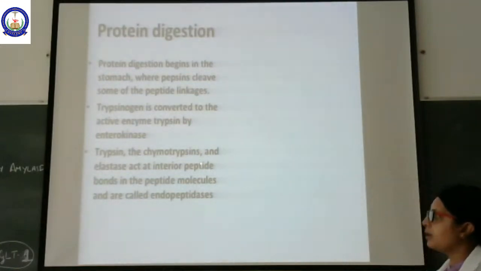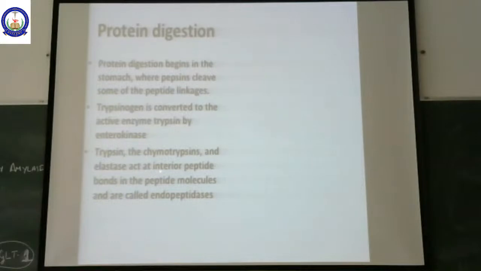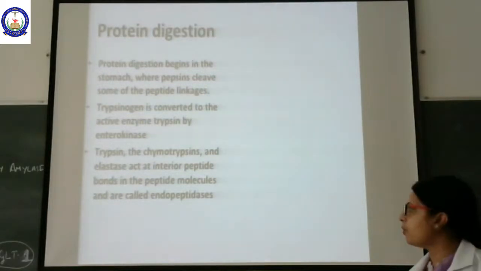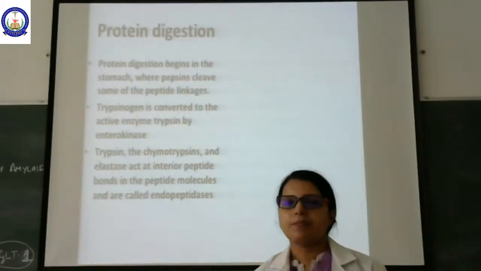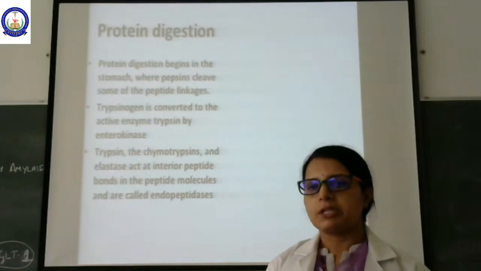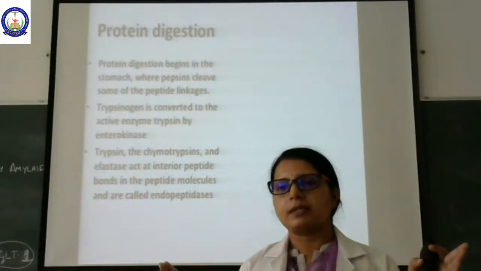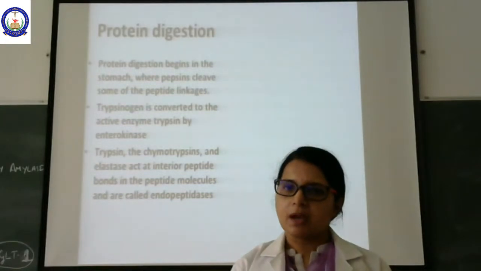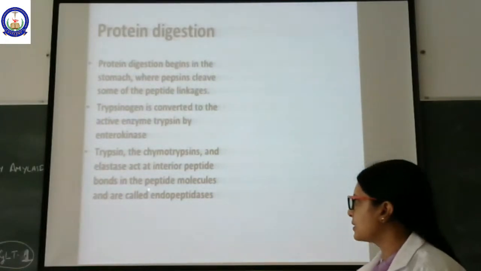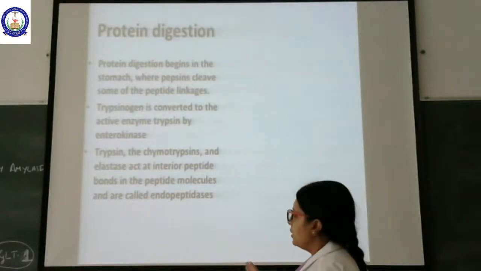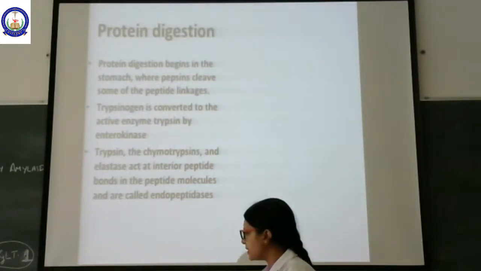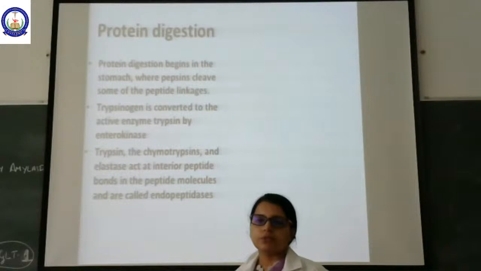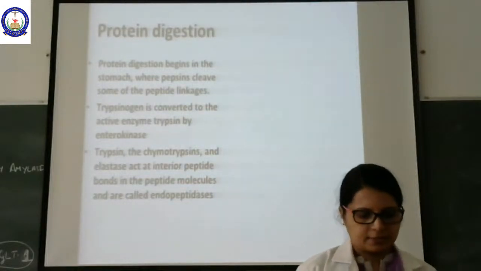Trypsin, chymotrypsin, and elastase cleave the interior peptide bonds in the peptide molecules. Therefore, they are called endopeptidases. Endopeptidases and exopeptidases are the two different types of proteolytic enzymes. The examples for endopeptidases are trypsin, chymotrypsin, and elastase, because they act on the peptide bonds which are present inside the protein molecule. So they are called endopeptidases.